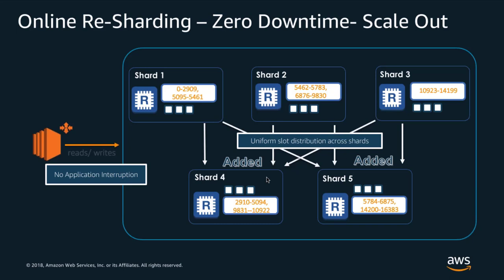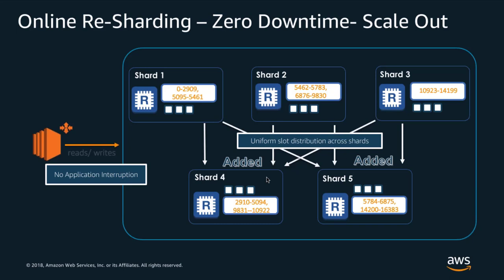And in the end, you get a uniform slot distribution across the new number of shards that you now have in the cluster. So in the end, as you got a scaled out cluster, we can essentially do the same thing to scale in the cluster.